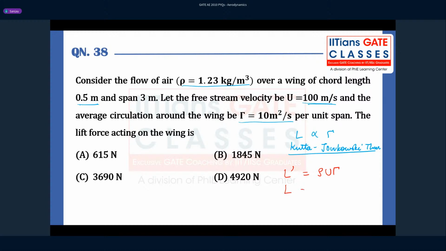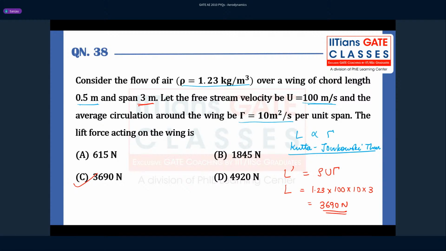Okay, so the lift is now going to be, density is given to you as 1.23, velocity is given to you as 100, circulation is 10. See, this is lift per unit span. So if you want to get the lift, you have to multiply by the span of the wing. So what is the span given to you? 3 meters, right? So 3. Okay. So if you multiply, what you're going to get? You're going to get 3690 Newton, which is option C, right?